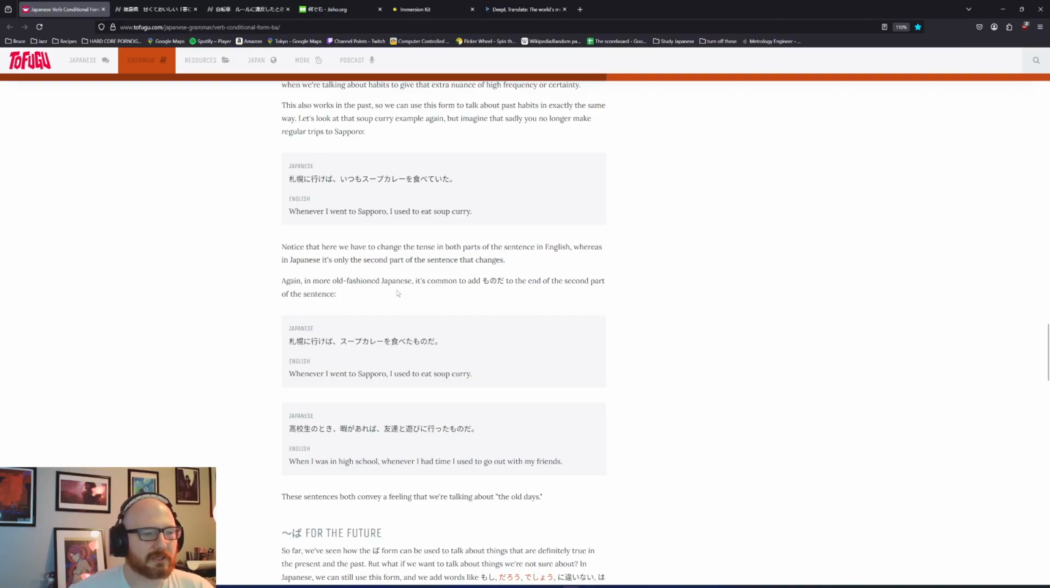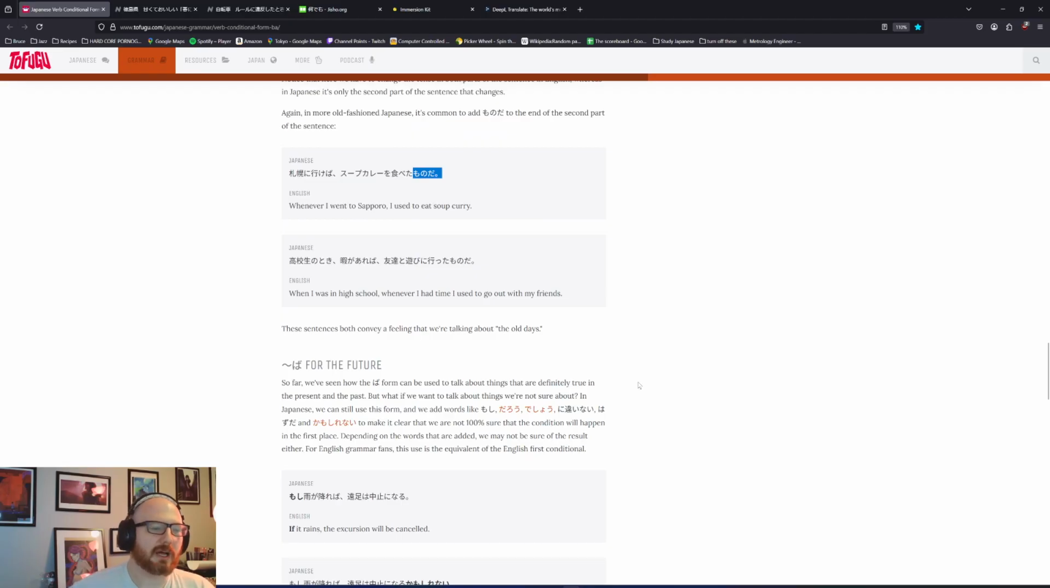In more old-fashioned Japanese, it's common to add mono de to the end of the second part of the sentence. Okay, so I might see this stuff over here if it's written old style. Ba for the future. Okay.